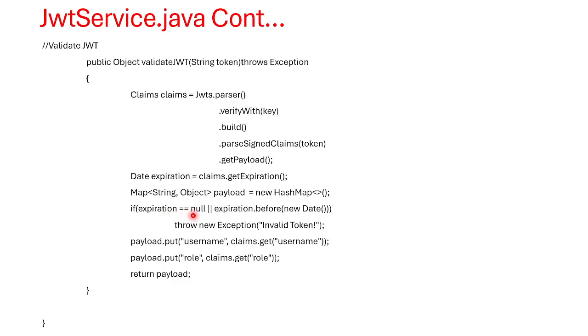Now if the expiration time is null or the expiration time is before the date, we just respond with an exception that it is an invalid token. Otherwise, it responds with the username as well as the role. The returned response is the payload, which contains the username as well as the role.